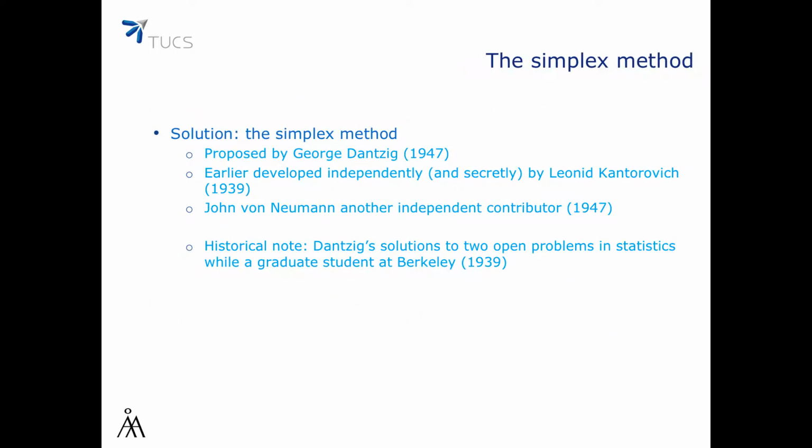This Simplex method has been proposed by George Dantzig already in 1947. We know now that historically the method has been developed even earlier, independently and secretly, by Leonid Kantorovich in 1939. John von Neumann is also another independent contributor in 1947. As a historical note, Dantzig's solution was in fact given to two open problems in statistics when he was a graduate student at Berkeley in 1939.